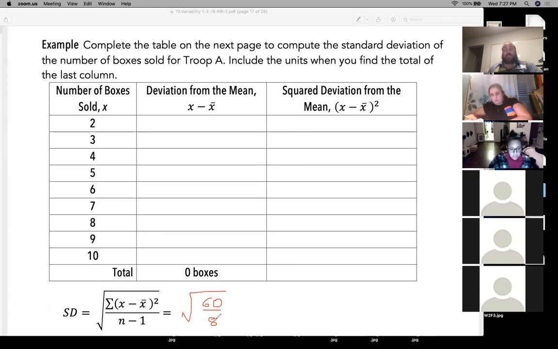So what is 60 divided by 8? It's 30 divided by 4, 15 divided by 2, so 7.5. And the square root of 7.5 is about, what, 2.7? What's the square root of 7.5, please? 2.7.